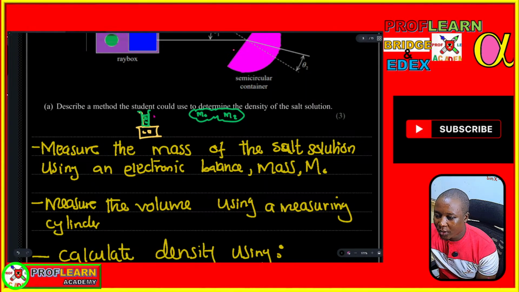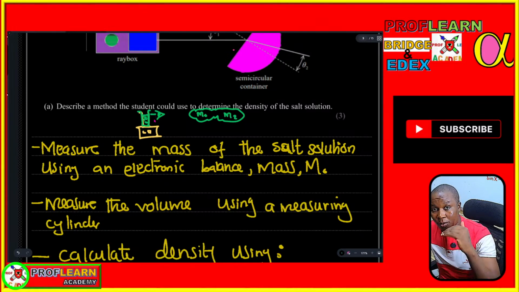Then also using a measuring cylinder, you should measure the volume inside the measuring cylinder and ensure you look at eye level, at this particular level, such that you avoid the error of parallax.